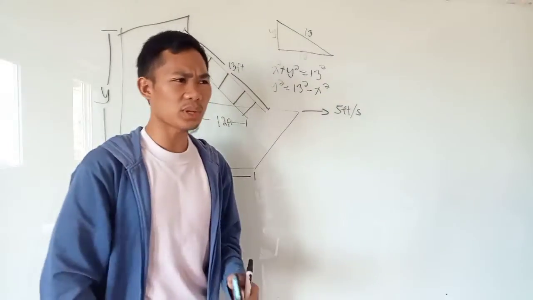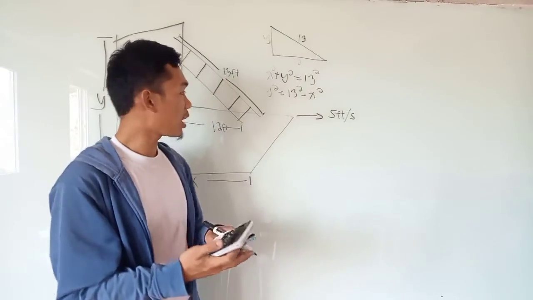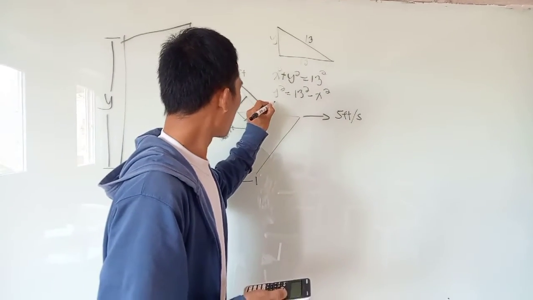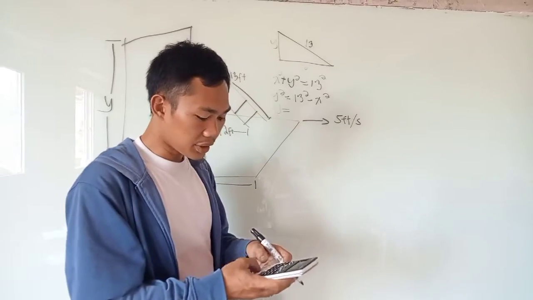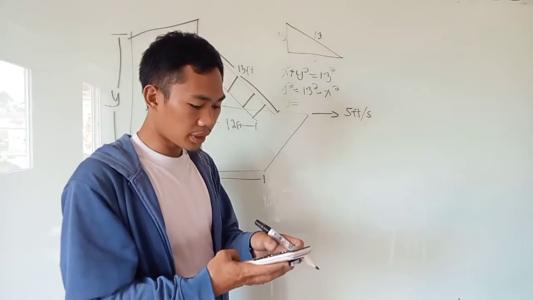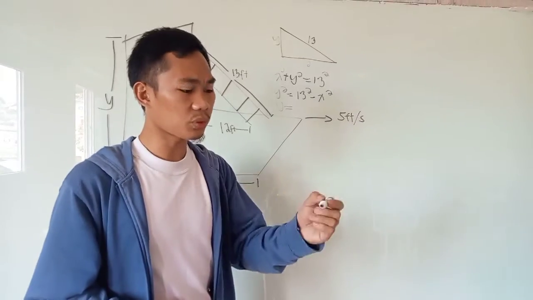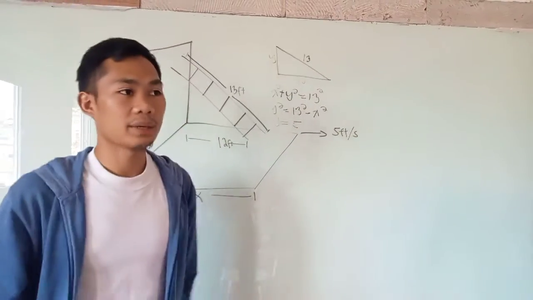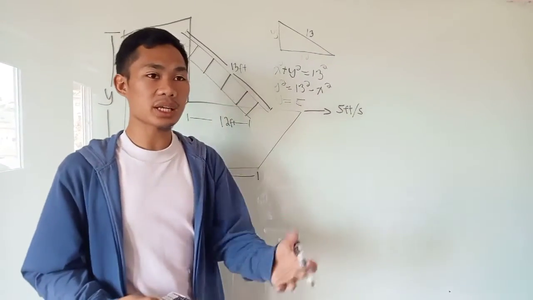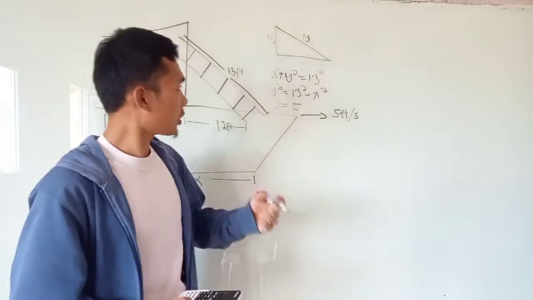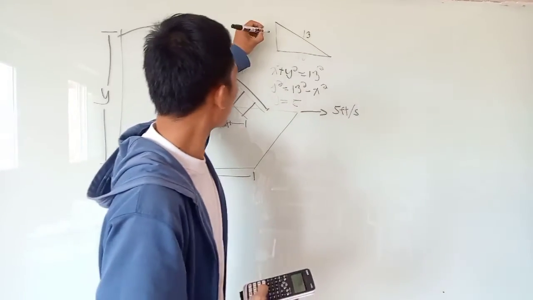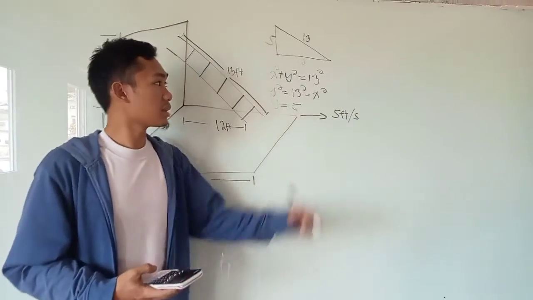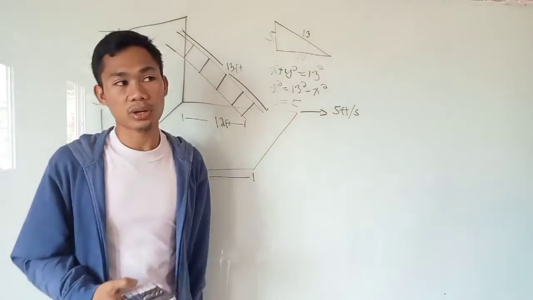By calculating it using our calculator, we have y squared equals 13 squared minus 12 squared. We have 25, and the square root of 25 is 5. So the value of y, or the distance of the top of the ladder to the floor, is 5 feet. So we have the value of our distance.